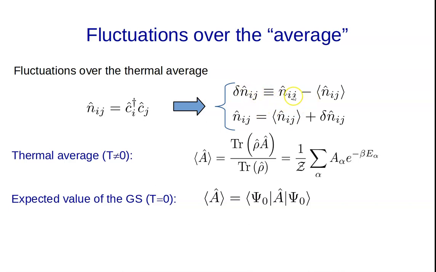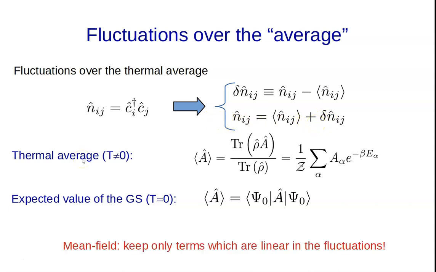Now you can look at this operator in a different view. You can think of it as an average value or an expected value for a given state, plus fluctuations. And these fluctuations will be operators. So this is the view that we're going to use in this class. So the mean field approach is to try to expand the Hamiltonian in terms of these fluctuation operators and keep only the terms which are linear in these operators. So let's see how that works.